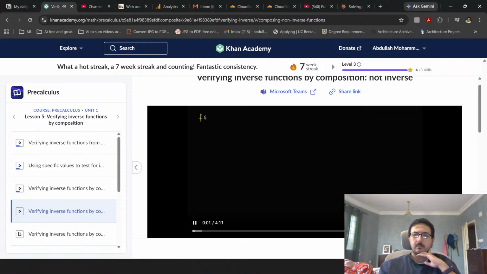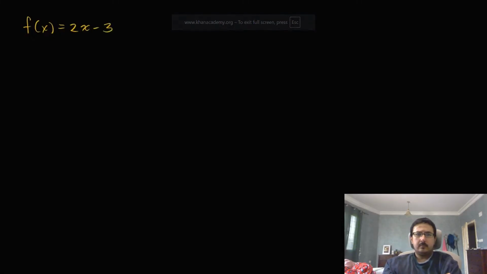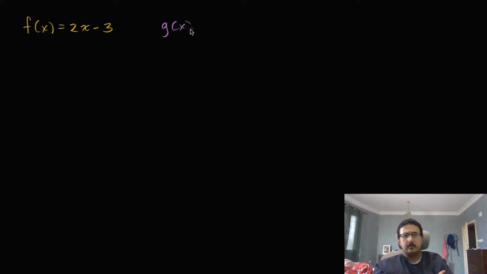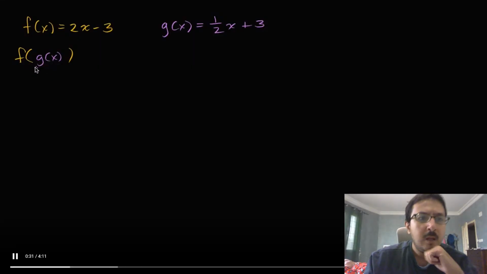Let's say that f of x is equal to 2x minus 3, and g of x is equal to 1/2 x plus 3. What I want to do in this video is evaluate what f of g of x is, and then I want to evaluate what g of f of x is. So first I want to evaluate f of g of x, and then I'm going to evaluate the other way around. I'm going to evaluate g of f of x. But let's evaluate f of g of x.